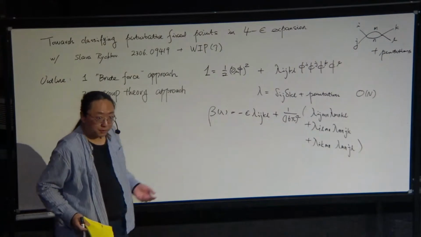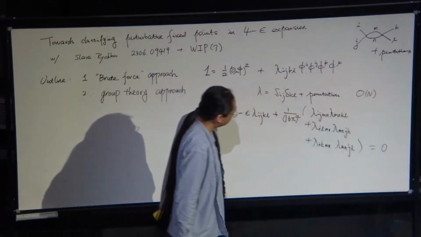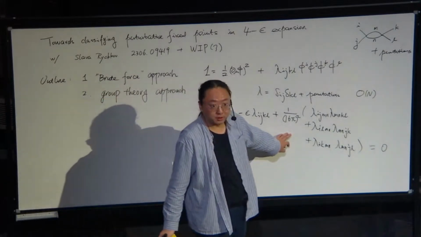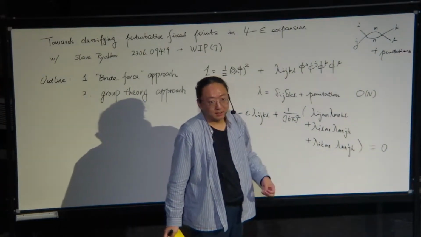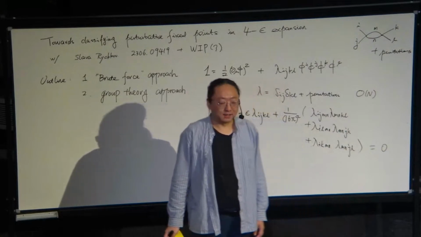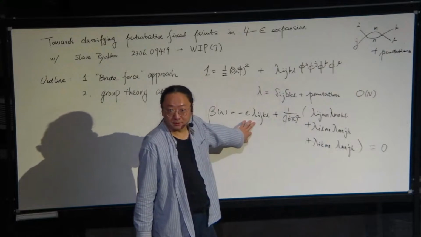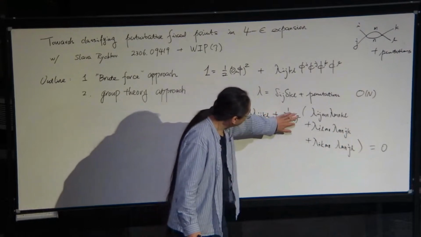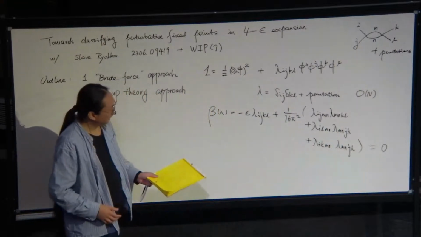And to search for fixed points, mathematically, we just want to search for solutions of this equation. We set it equal to 0, and whenever we find a solution to this equation, it would be a candidate conformal field theory in epsilon expansion. And we will worry about how to continue to actual physical 3 dimensions later. But if you look at this equation, this is basically just a polynomial equation.